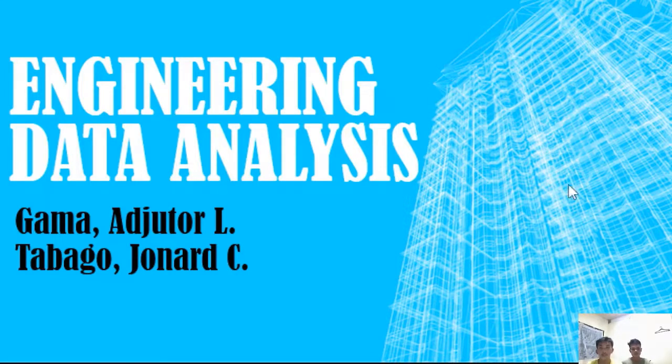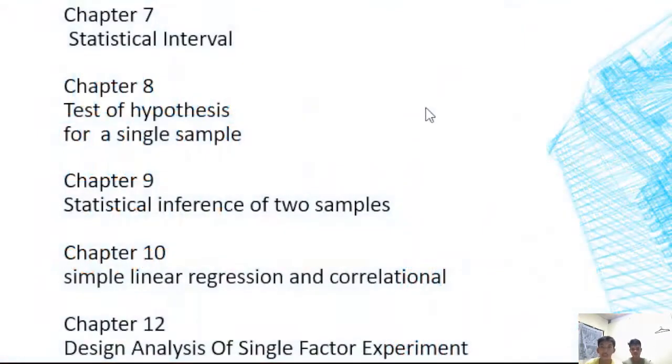We are here to discuss our topic with regards to engineering data analysis. Here are the chapters to be discussed. The first chapter is Chapter 7, Statistical Interval. Chapter 8, Test of Hypothesis for a Single Sample. Chapter 9, Statistical Inference of Two Samples. Chapter 10, Simple Linear Regression and Correlation. And the last is Chapter 12, Design and Analysis of a Single Factor Experiment.